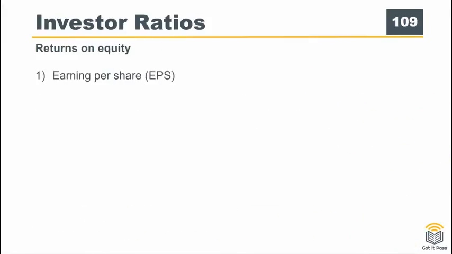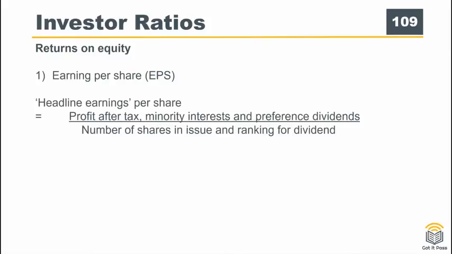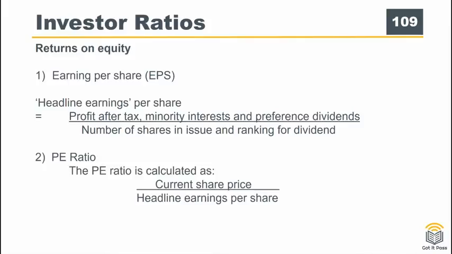Next is about the returns on equity. We have a lot of definitions covering returns on equity. For example, earnings per share. The first method is EPS, the headline earnings per share. What we learned is profit after tax, minority interest and preference dividends, divided by the number of shares in issue and ranking for dividends. That is the number one earnings per share that we can get from the financial statements. The second is the PE ratio or PE multiple, which we described in the business valuation topic. It is the ratio between the current share price and the headline earnings per share.